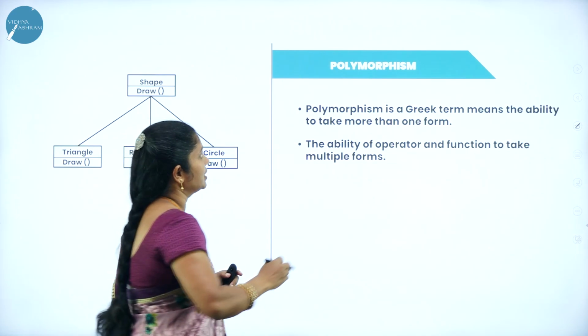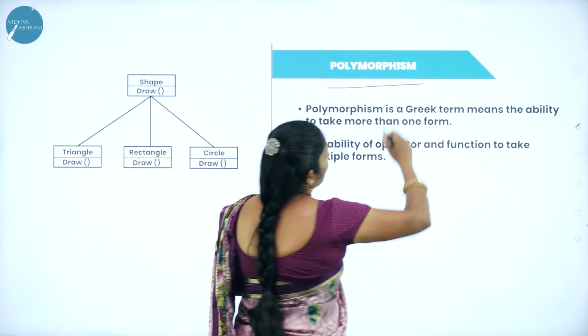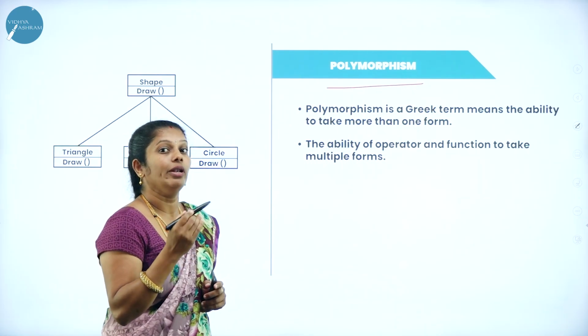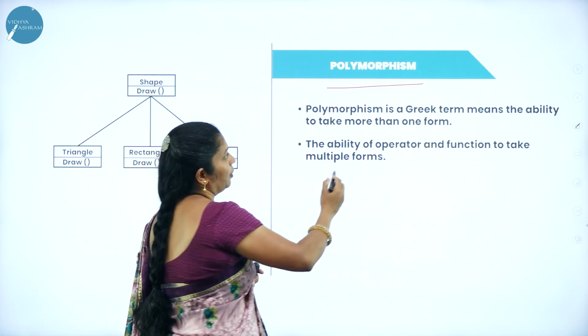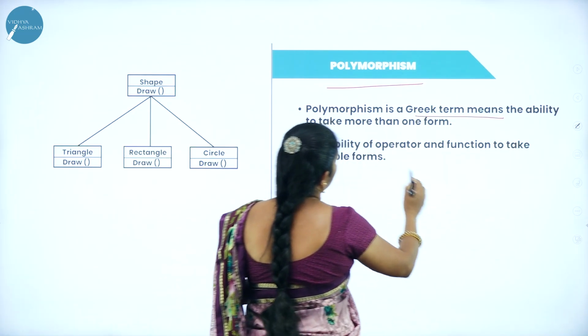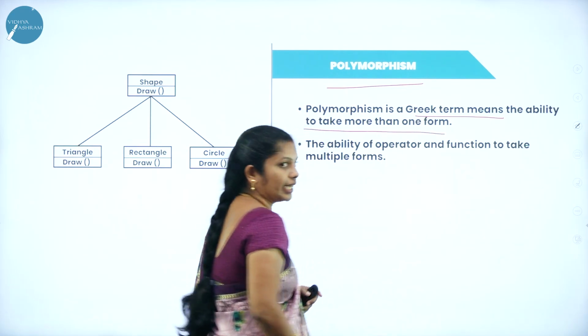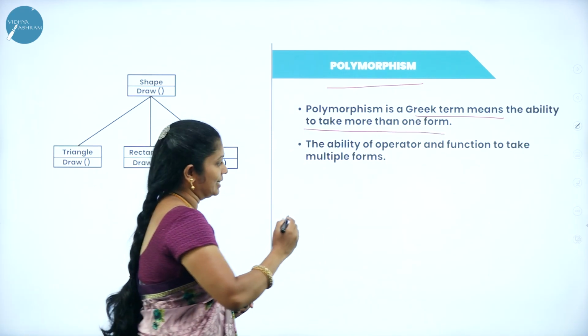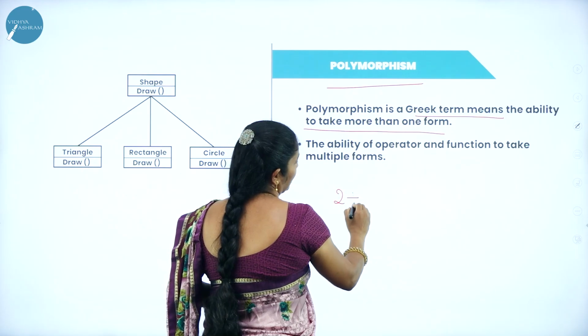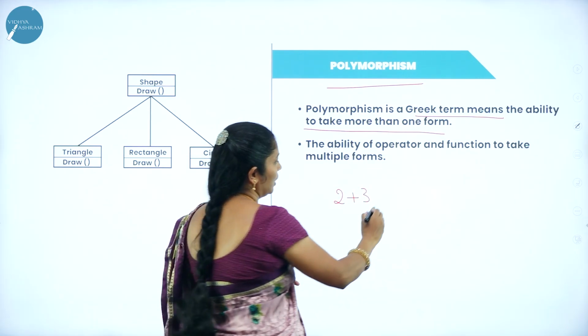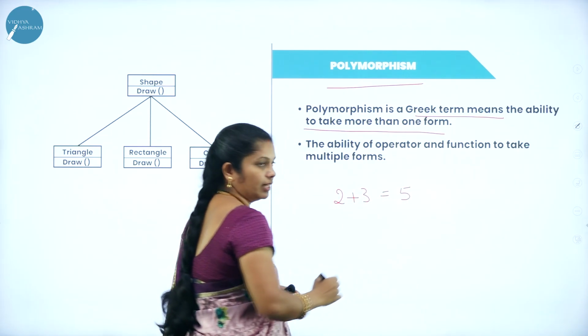Next, we will discuss polymorphism. Poly means more than one. Polymorphism is a Greek word. It means the ability to take more than one form. I am going to give an example. For example, 2 plus 3. Then what is the value here? We are going to get 5 as the final output.